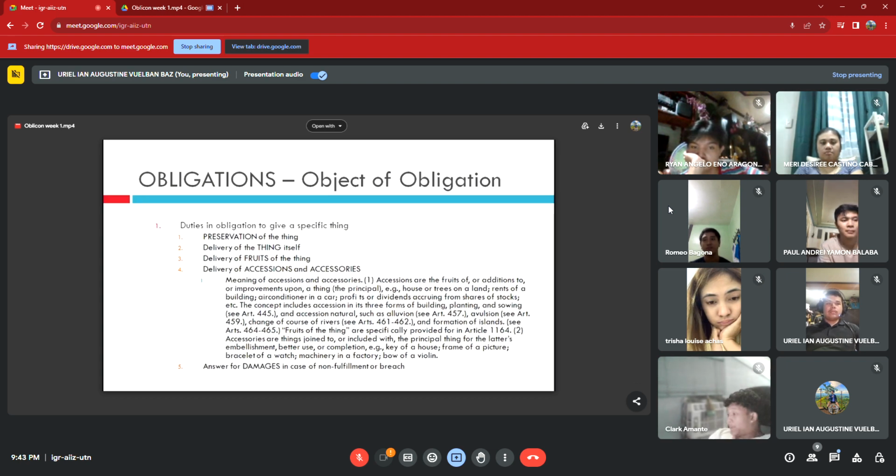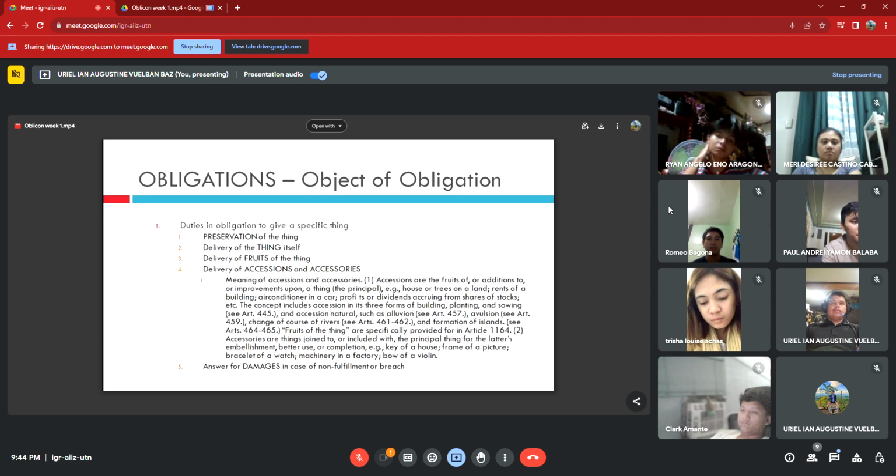The obligor debtor is obliged to preserve the thing, and the preservation of the thing requires a degree of care. The obligor needs to observe a standard of care in the giving of a specific thing. Now, as to the rule on what degree of care that an obligor debtor needs to observe in the preservation of the thing, the following rule shall be followed. If there is an agreement, if the parties so agreed that this is the degree of care that we will observe in this obligation to give a specific thing, then it shall be followed. It is the agreement of the parties that will be followed as to what degree of care is needed in that obligation.